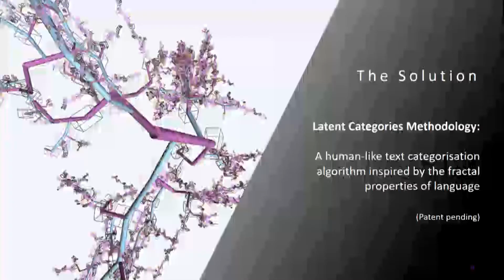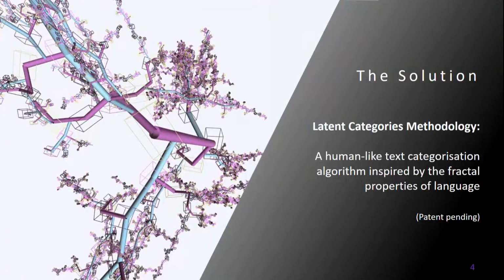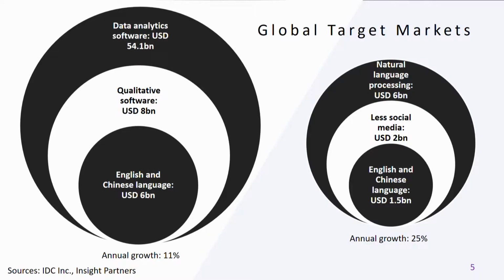So what is our solution? Well, it's an algorithm that is called the latent categories methodology that is currently going through the patenting process right now. And what it does is it uses the natural fractal properties of language to perform human-like categorization tasks on large blocks of text.